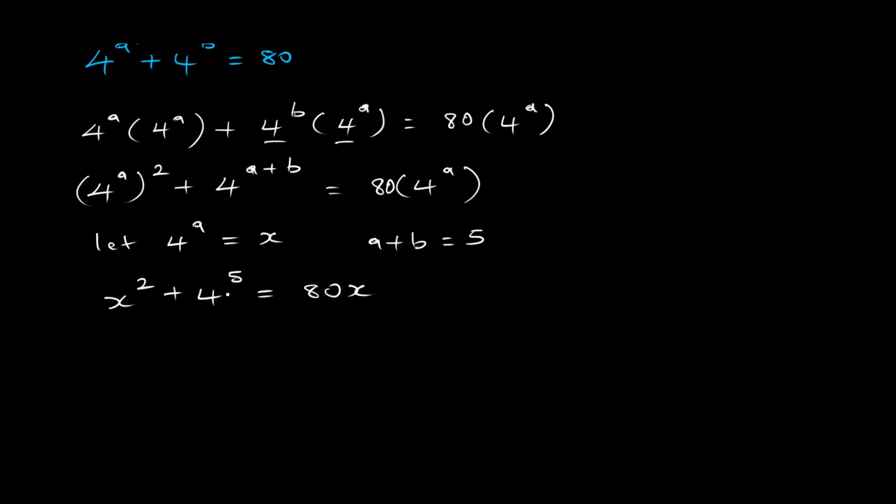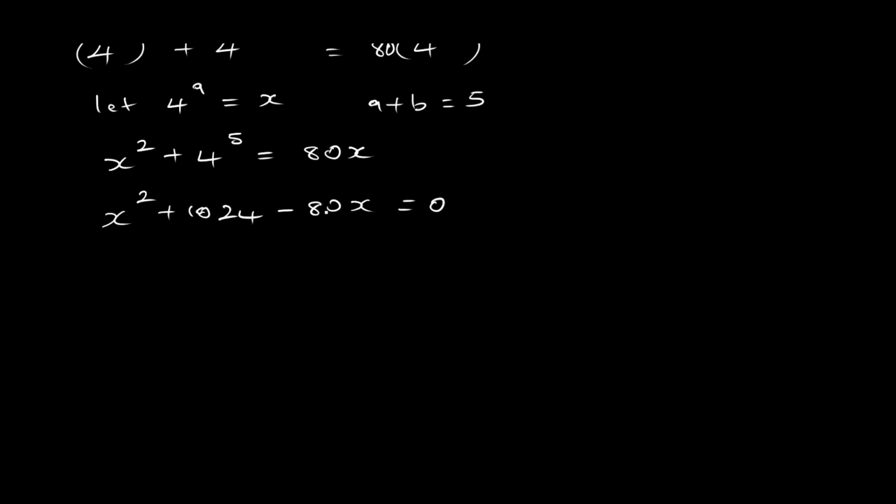So we need to know what 4 to the 5th power is. That is simply 2 to the 10th power, and that is 1024. Yes. So x squared plus 1024, and let's subtract 80x from both sides: minus 80x, and this would be equal to 0. This is really good. We would simply need to solve the quadratic in order to find the values of a and b. So now we have x squared minus 80x plus 1024 is equal to 0.